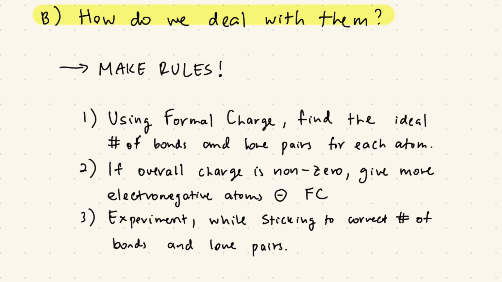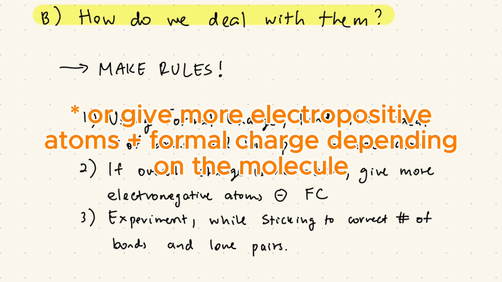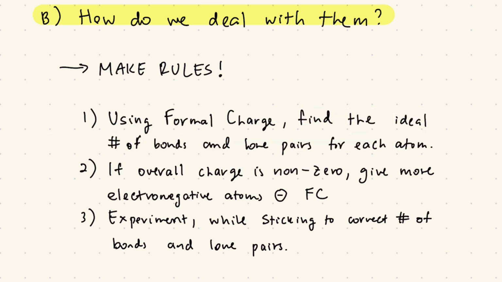Rule number 1, using formal charge, find the ideal number of bonds and lone pairs to give each atom a 0 formal charge. Rule 2, if the overall charge in the molecule is not 0, give more electronegative atoms a negative formal charge, and find the number of bonds and lone pairs that gives the atom that formal charge. Rule 3, experiment with different structures while sticking to the predetermined number of bonds and lone pairs that you set out for yourself. Now, these rules aren't totally perfect, but they'll give us a really good start. So let's see some examples in action.